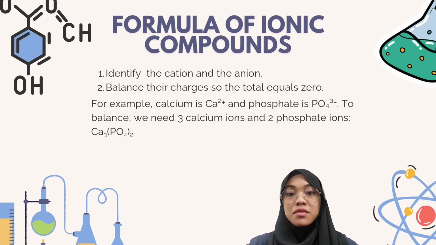So, this is writing formulas for ionic compounds. To write formulas for ionic compounds, we follow a few simple steps. First, identify the cation, the positive ion, and the anion, the negative ion. Second, balance their charges, so the total equals 0. For example, calcium is Ca2+ and phosphate is PO4 3-. To balance, we need 3 calcium ions and 2 phosphate ions.